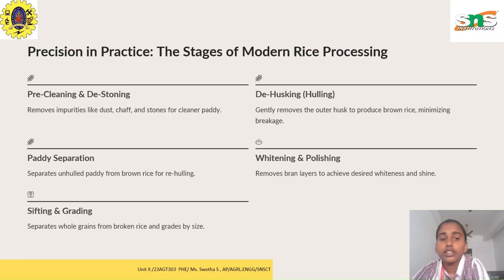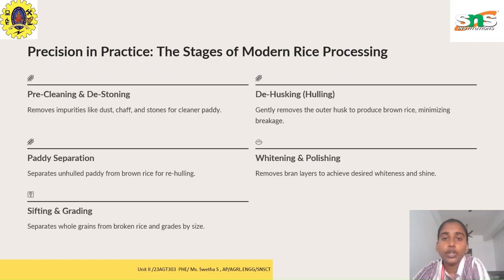First, pre-cleaning and destoning. As we all know, the rice we get has a number of stones and physical contaminants. First, we have to remove the dust, dirt, and foreign particles. Next, we have to do dehusking. Dehusking means we remove the outer husk of the rice. The next stage is paddy separation. It separates the unhulled paddy from our grain. And whitening and polishing is a very important step. It removes the bran layer to achieve the desired whiteness of our rice. And the last one is sifting and grading. It is generally very important.